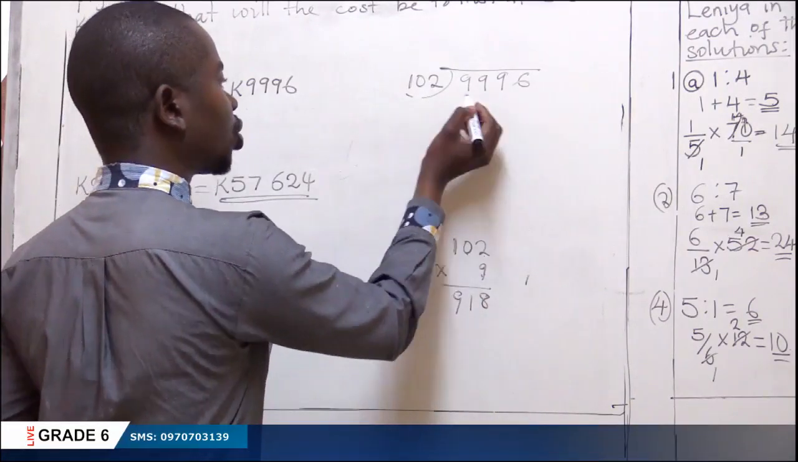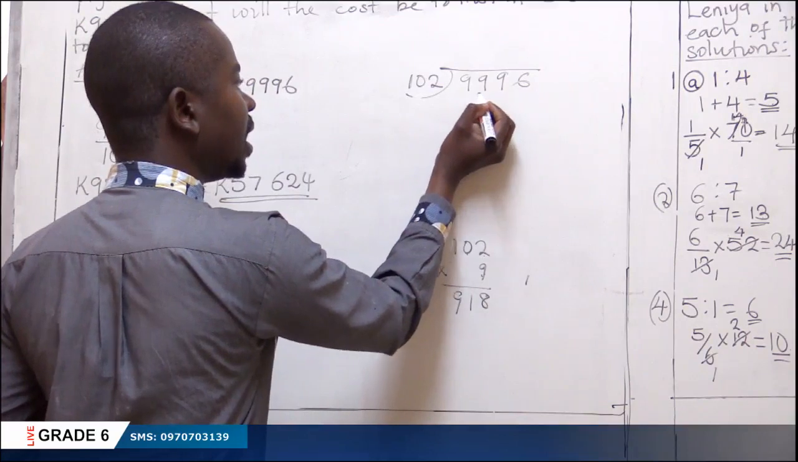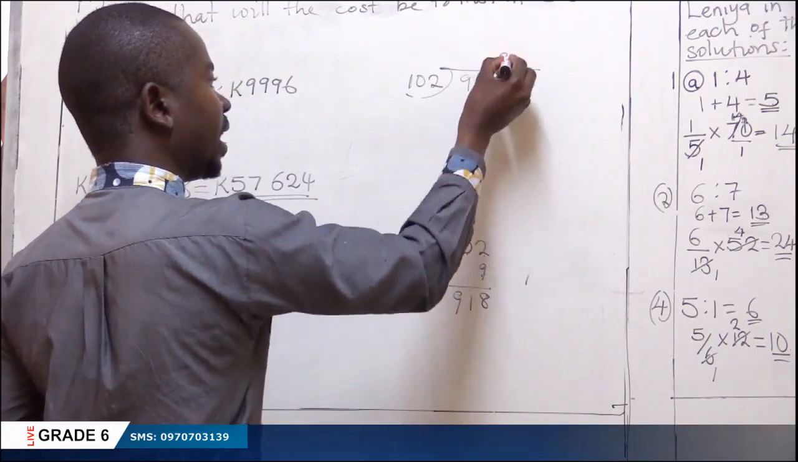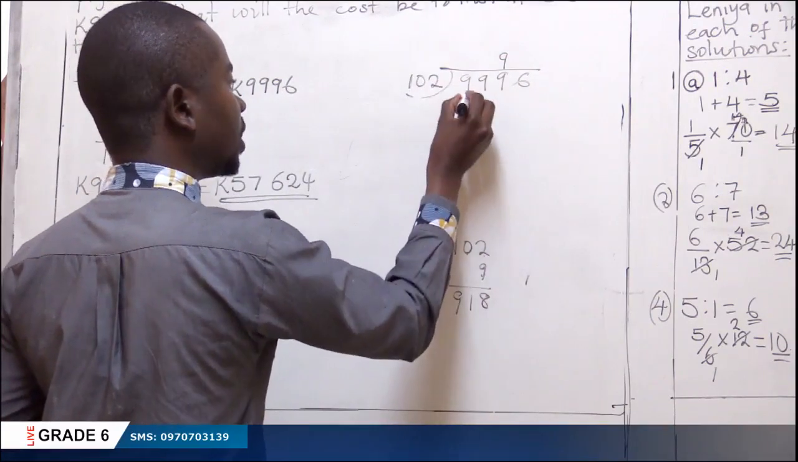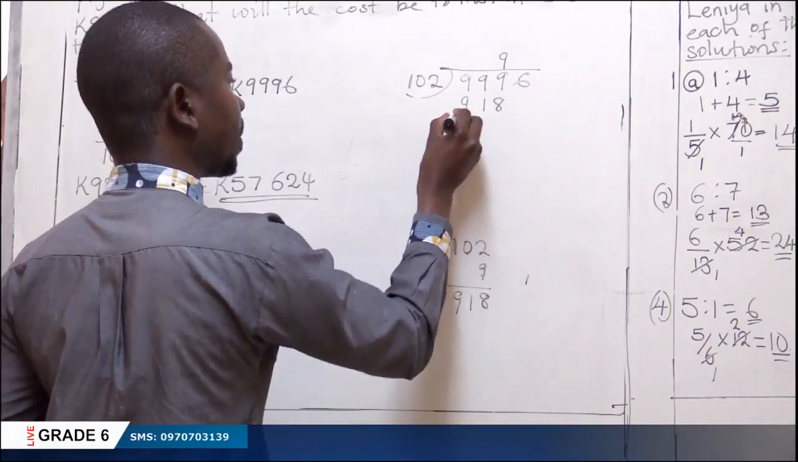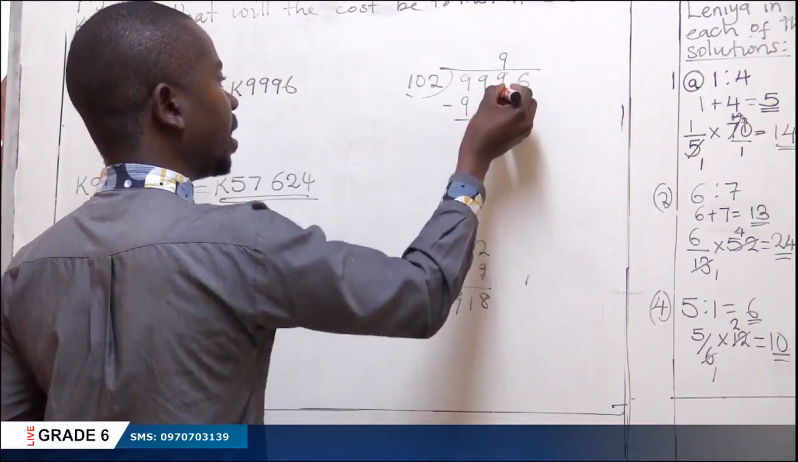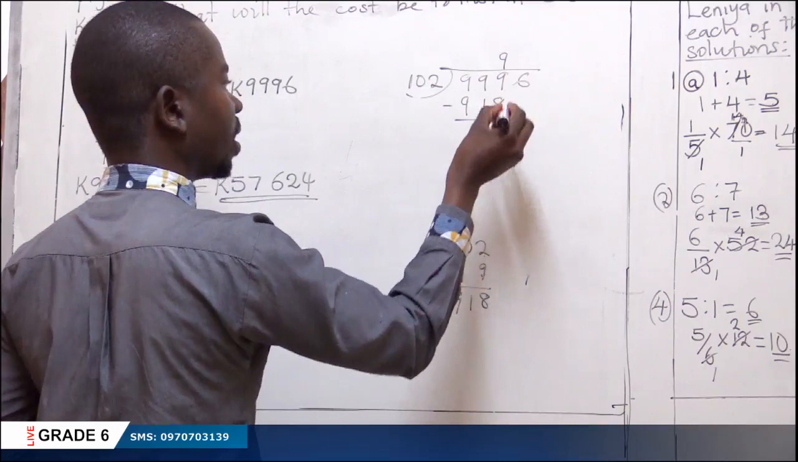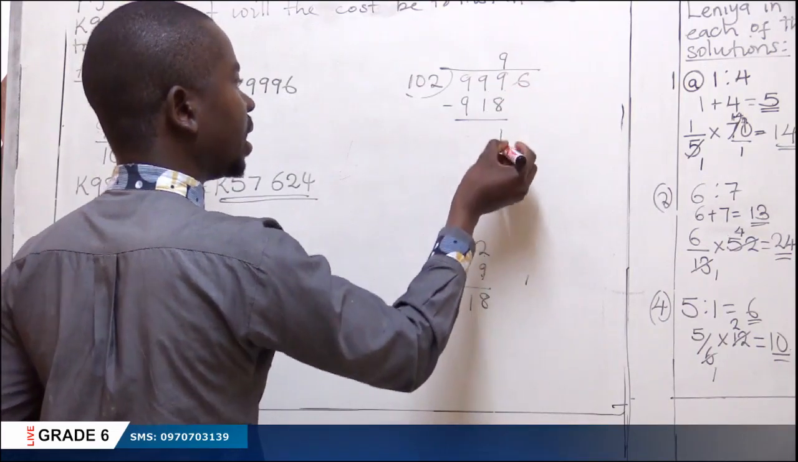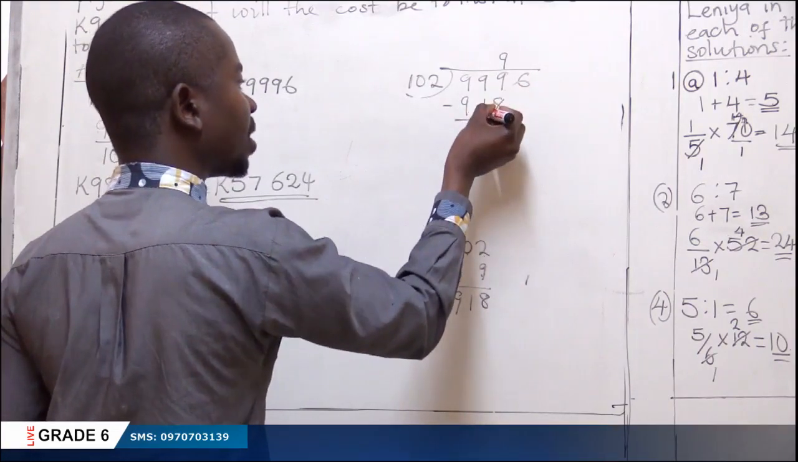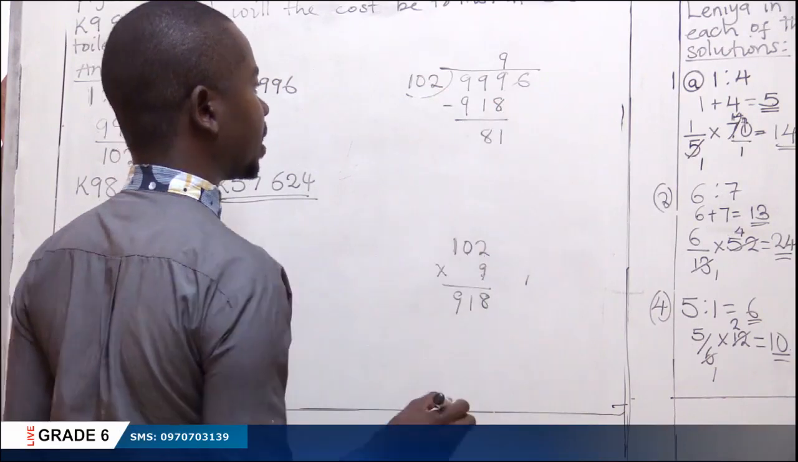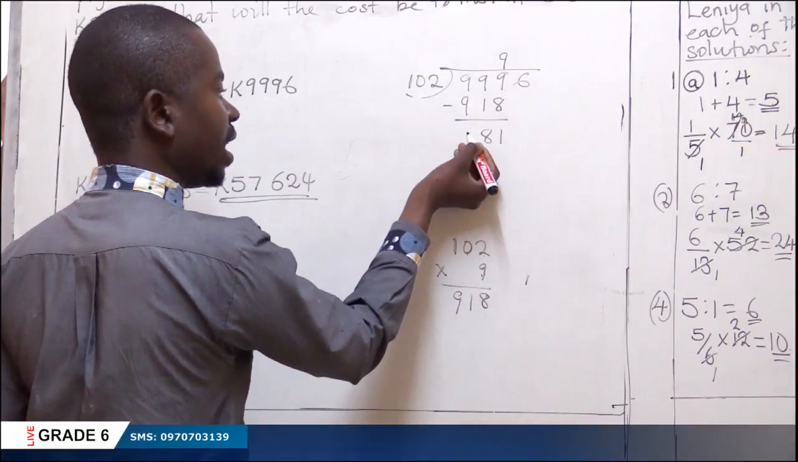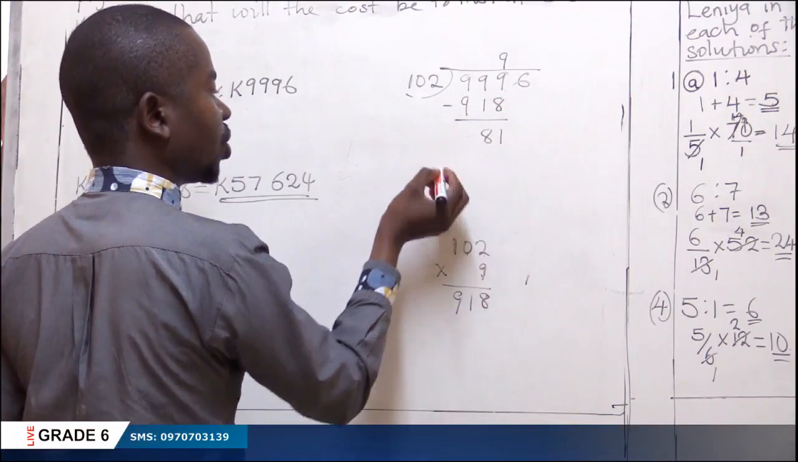So we can say 102 into 999 goes how many times? It goes 9 times. 9 times 102 is 918. Minus: 9 minus 8, the answer is 1. 9 minus 1, the answer is 8. 9 minus 1, the answer is 8. 9 minus 9, the answer is 0. So you don't try the 0.